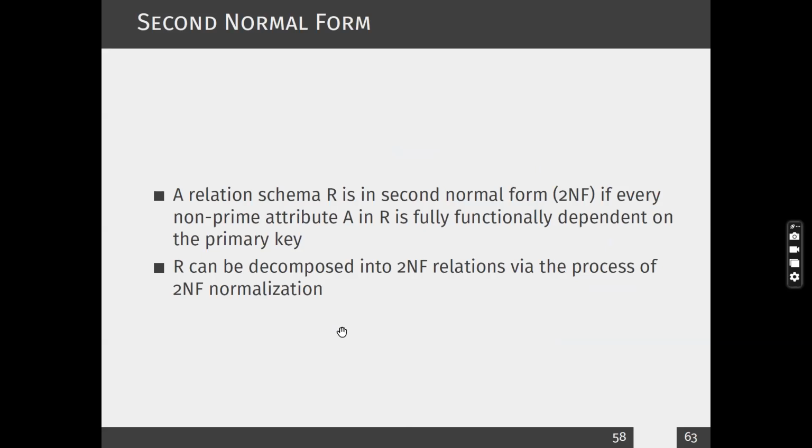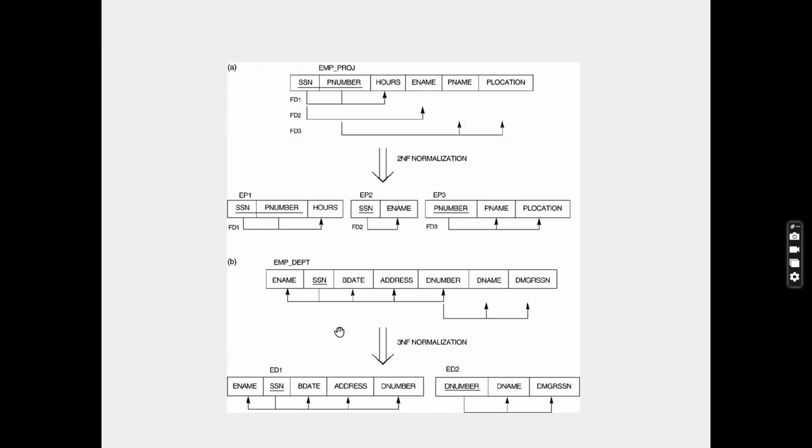So in other words, we can say every non-prime attribute A is fully functionally dependent on the primary key. Otherwise, we can divide the relations to make it second normal form normalization. Okay, let me show you an example. Now let's look at this first one.